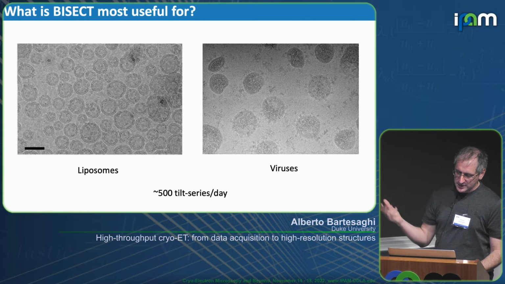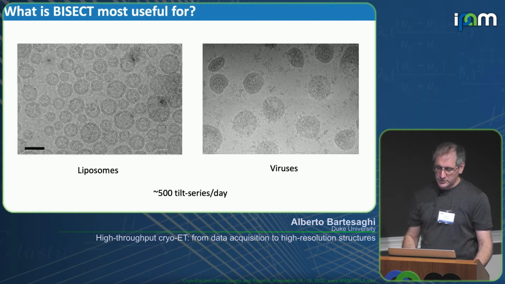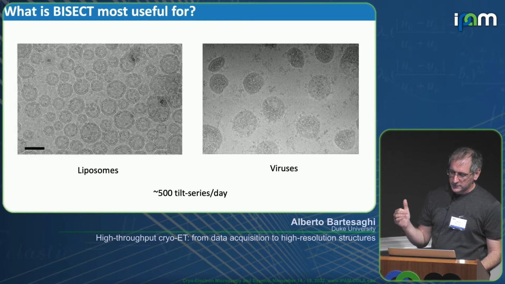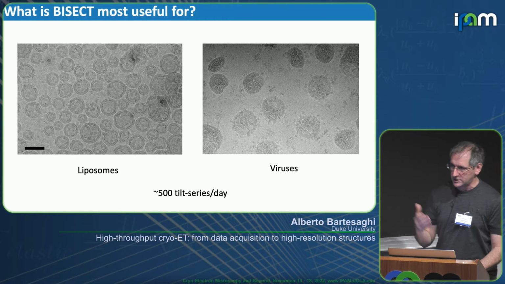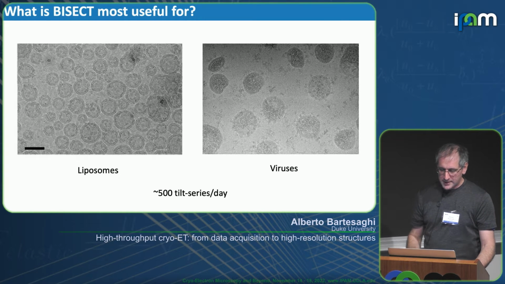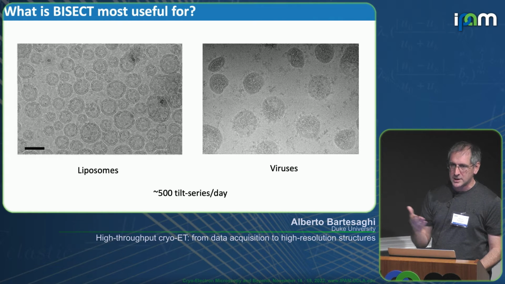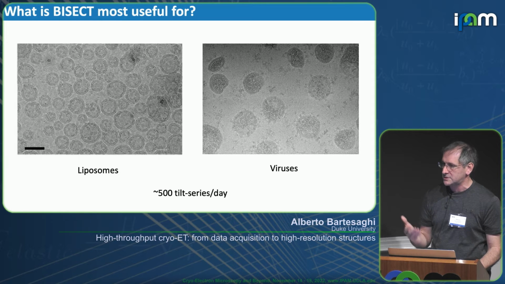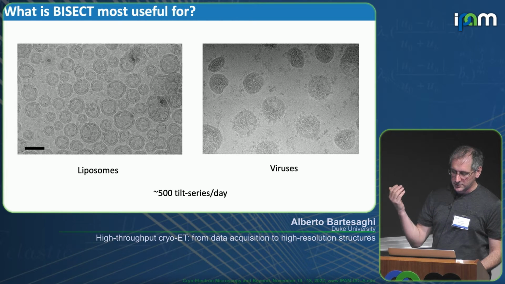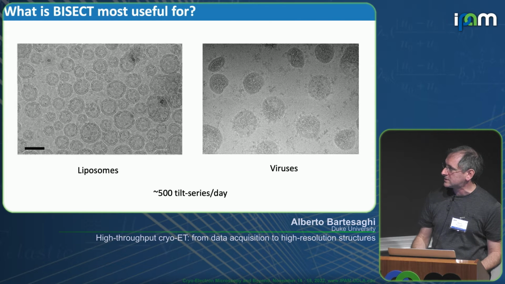Now, BISECT, beam image shift electron cryo-tomography, is most useful for this type of sample. So here I'm showing liposomes. If you have a membrane protein that you want to study in the native state, you can put them on liposomes, and you can use BISECT to really get a lot of data very quickly. We were actually able to image a sample like that, and over a weekend we got over 1,000 tomograms, which is a number that, obviously, there aren't any existing data sets of that size in the EMPIAR and also elsewhere. So this just really allows you to collect data very, very quickly.